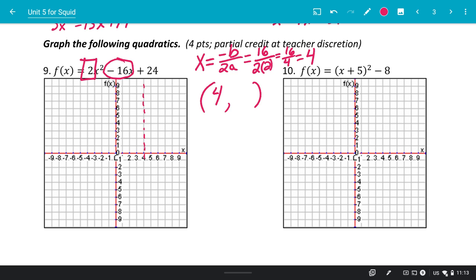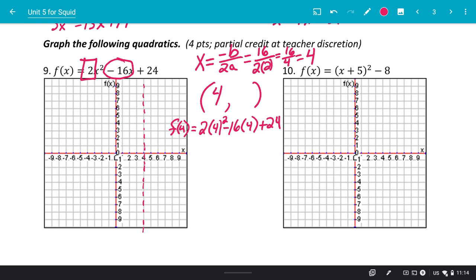Remember this line I keep drawing? On that axis of symmetry, somewhere is going to be my vertex. How do I find out where on that axis of symmetry? Plug it in. So I got to take this f of 4 equals 2 times 4 squared minus 16 times 4 plus 24. I've got to take that, plug the 4 in.